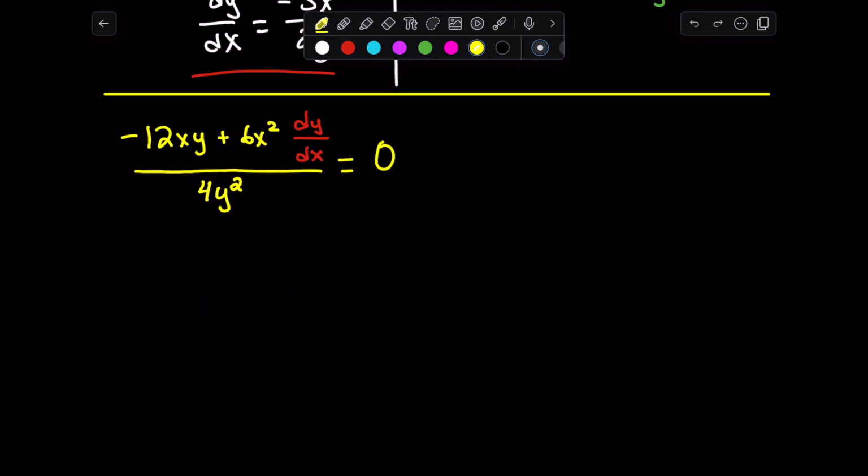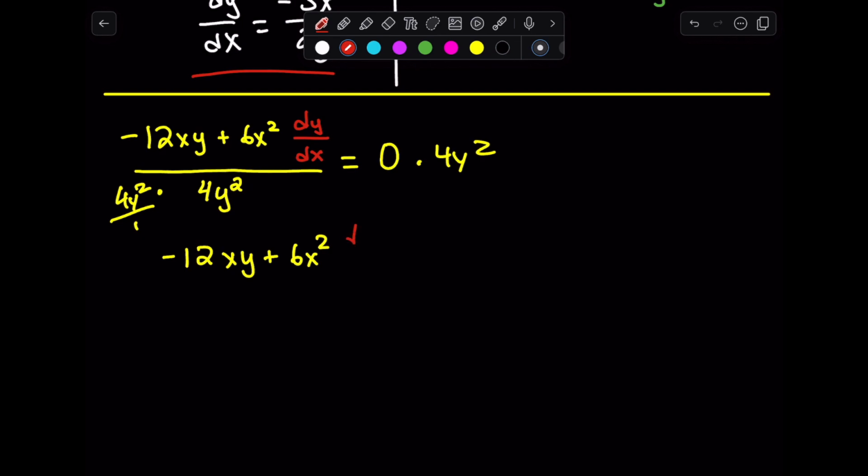And something to note with these problems is the derivative of the problem statement is typically the left side of the equal sign. These values are always going to be equal to 0, and this comes into play when we're isolating dy/dx. Because if we didn't have this in the form of this derivative equals something, then it would be impossible to isolate dy/dx. So the first thing I would do to isolate dy/dx is multiply both sides by 4y squared, which just leaves us with negative 12xy plus 6x squared dy/dx equals 0.